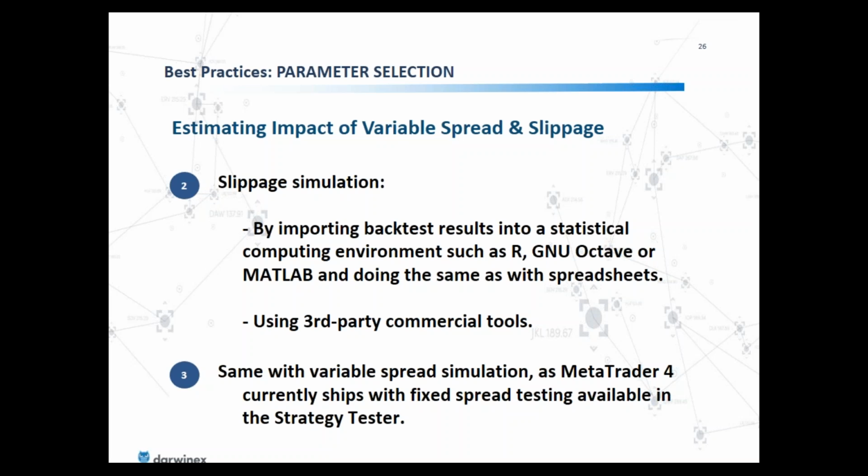Same with variable spread, as we talked about variable slippage all this time. MT4 currently ships with fixed spread testing available in the strategy tester, and this doesn't solve our variable spread issue. So again, you can follow this exact same exercise, taking your data once you've exported it from your strategy tester, copy pasting it into a spreadsheet application, or importing it into a statistical package like R, Octave, or MATLAB, and doing exactly the same simulations.